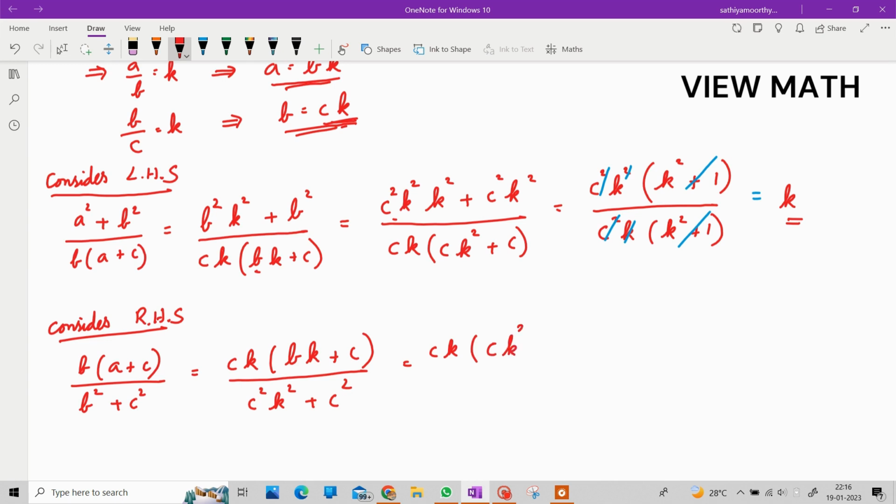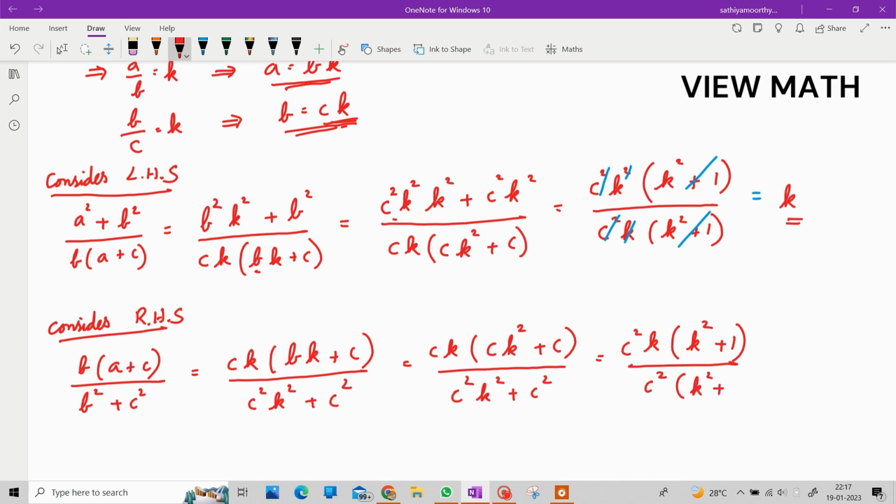So it becomes (ck² + c) divided by (c²k² + c²). Now let me take the common terms outside. Here in the numerator the common term is c, I am going to take it outside. So it becomes c times k, and inside the bracket I am getting k² + 1. In the denominator, c² is common, let me take c² outside. So k² + 1.